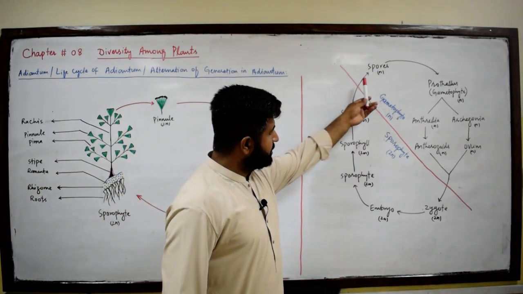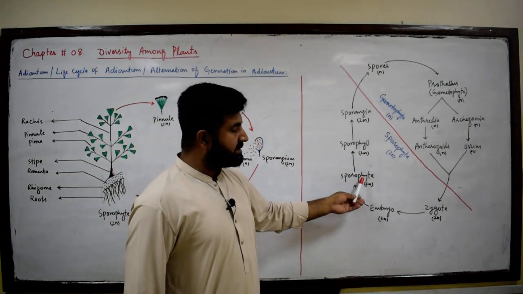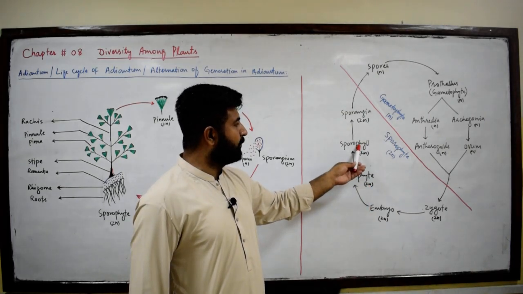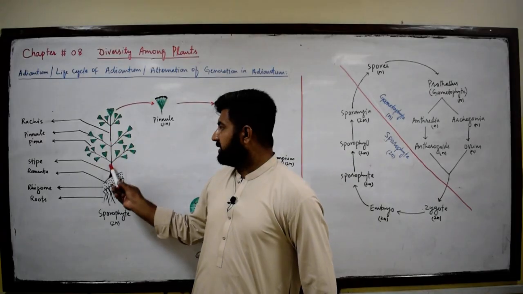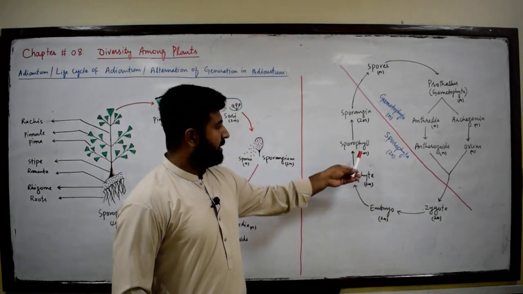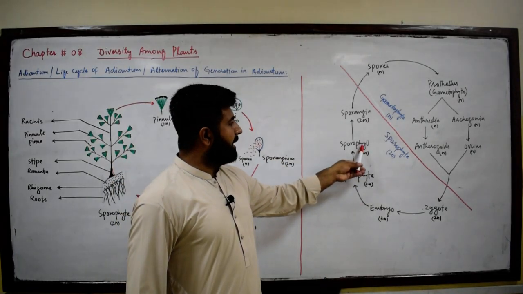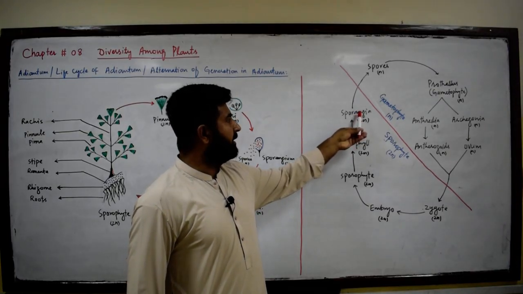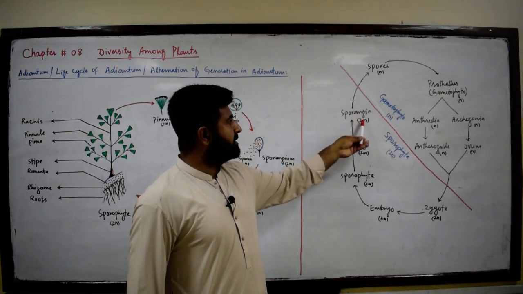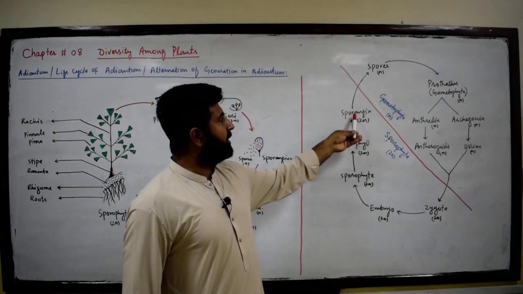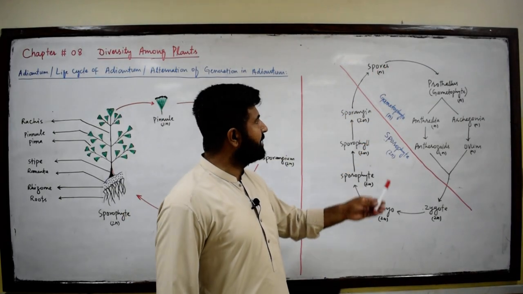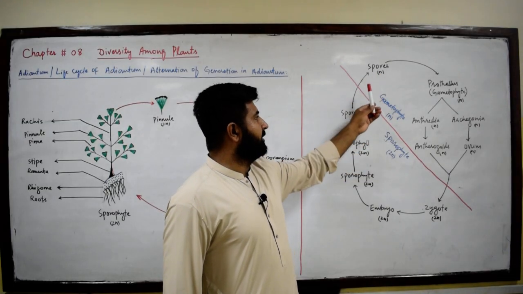If you look here, this is the sporophyte which is diploid. This sporophyte produces sporophylls. These are the sporophylls. The sporophyll produces sporangia, as we discussed, on its folded margins. These sporangia when mature produce the spore. Spore is the first cell of the gametophyte generation which is haploid.